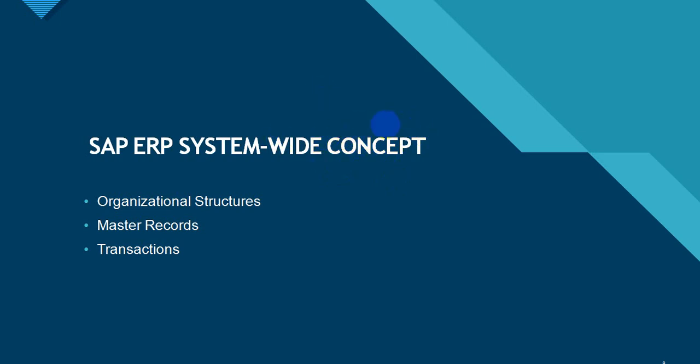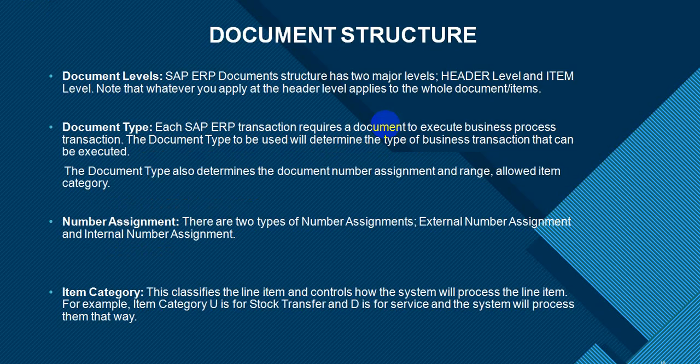You have the organizational structures, you have the master records, and then you have the transactions. These are the three areas that data are supplied in your SAP ERP system. Now let's talk about the document structure. The SAP system has a document structure which is important you understand. If you understand this, using the system is going to be very easy for you.